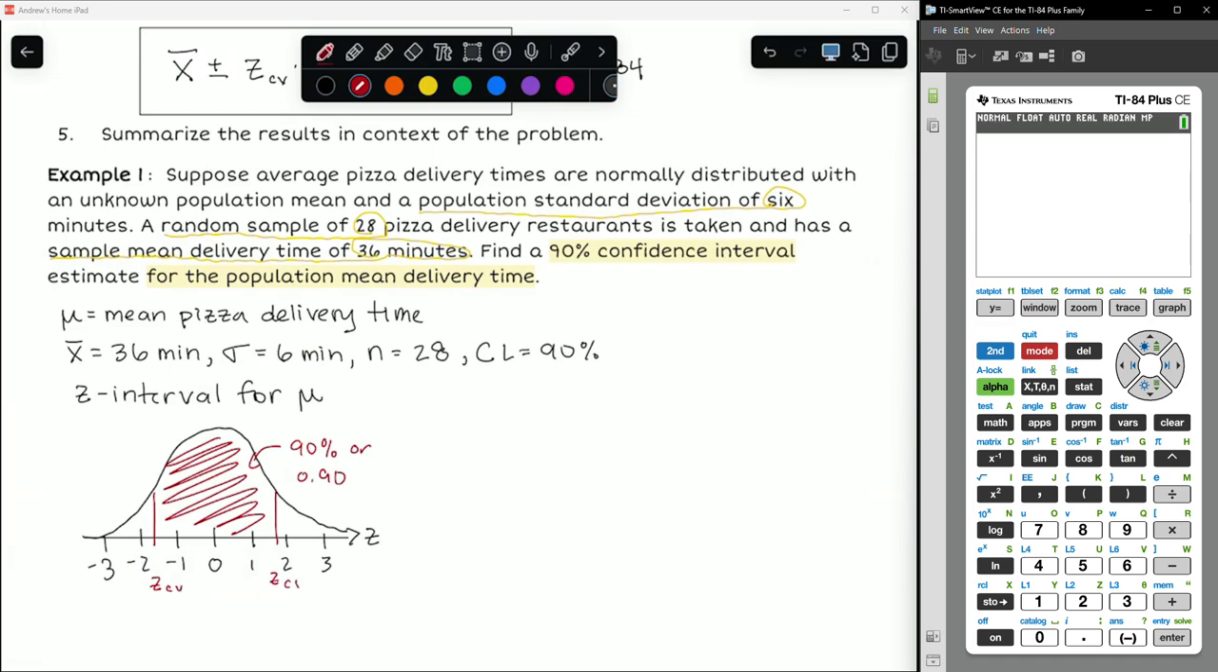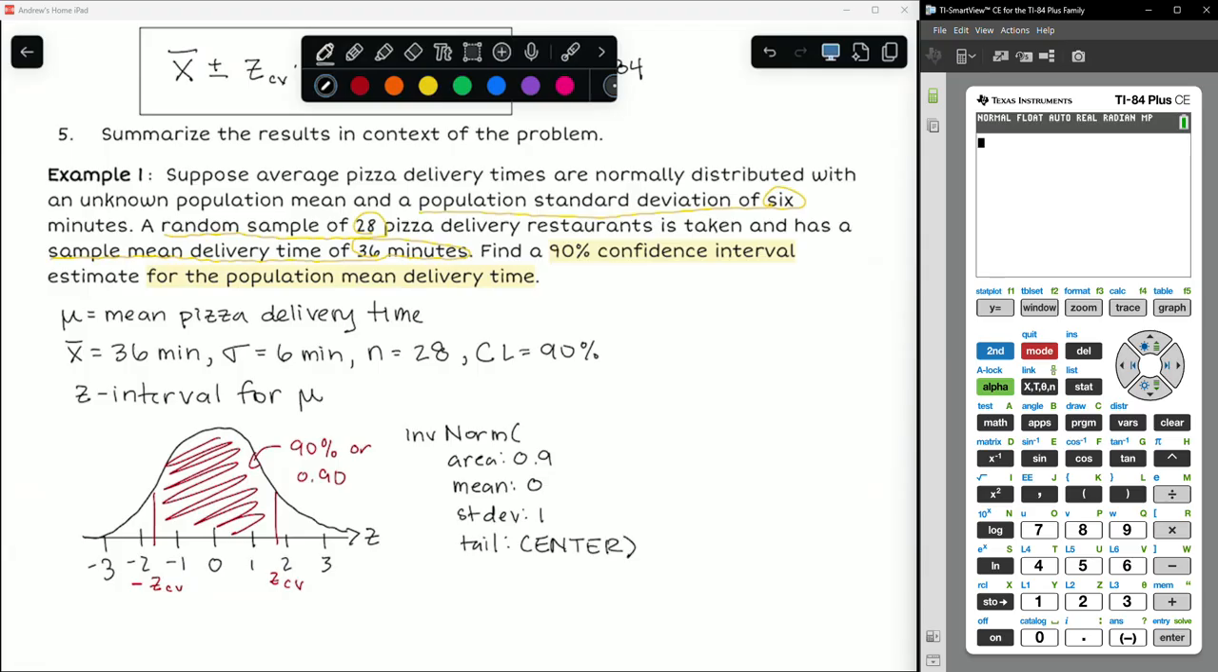And I know, because my curve is symmetric, I'm going to get a negative on the left, a positive on the right. And I also know to find those, I use inverse norm on my calculator. So for inverse norm, they're going to ask for an area. And in this case, I have 0.9. It's going to ask me for a mean and a standard deviation, and I'm going to leave it set to the default because I'm using the standard normal. And then it's going to ask me for a tail, and we want to use center.